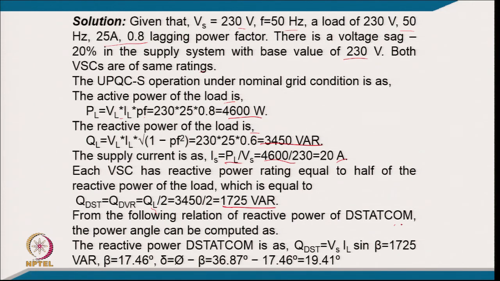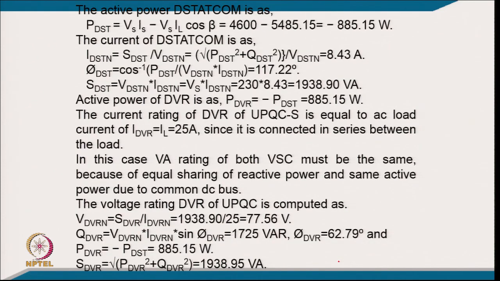From the following relation, the reactive power of the DSTATCOM, the power angle can be calculated. So, we know this, putting the value here, beta comes to 17.46 degree and delta comes to 19.41 degree, which reduces the rating correspondingly. So, the active power of the DSTATCOM will be equal to V_S I_S minus V_S I_L cos beta. So, it comes to 885.15, and the current rating of the DSTATCOM can be calculated as the square root of P squared plus Q squared divided by voltage. So, it comes to 8.43 ampere, and the angle of the DSTATCOM comes from this power and VA rating. So, it comes to 117.22 degree.